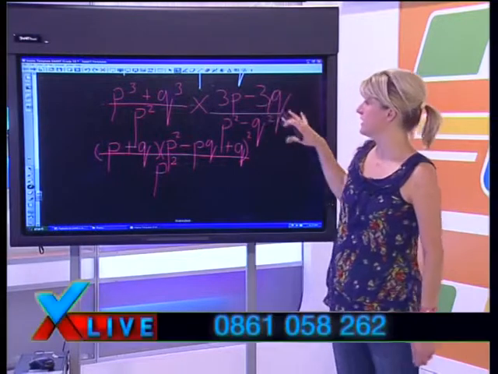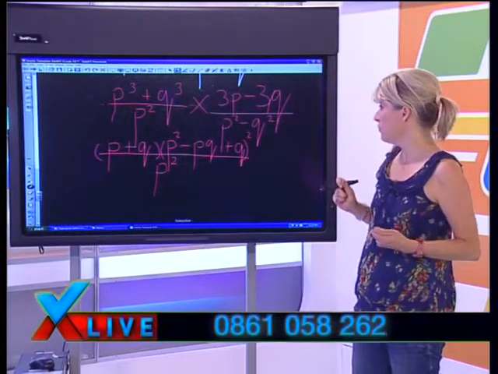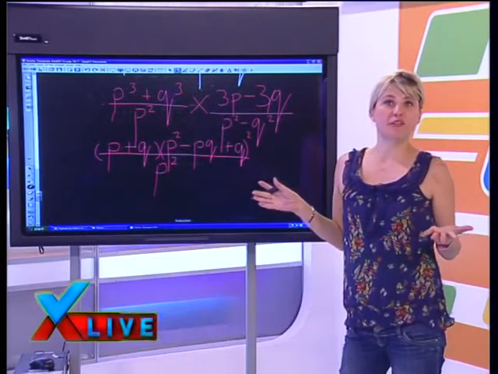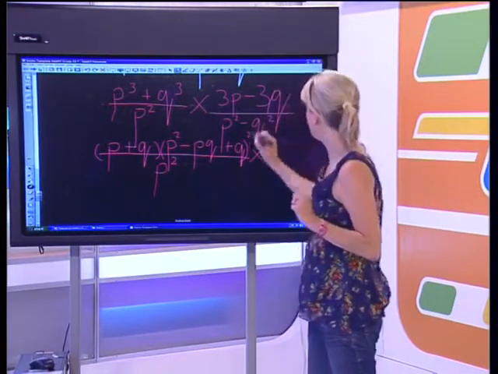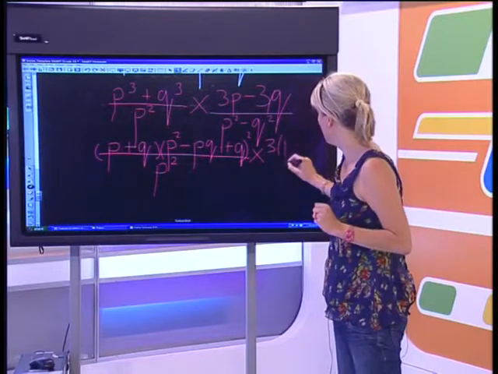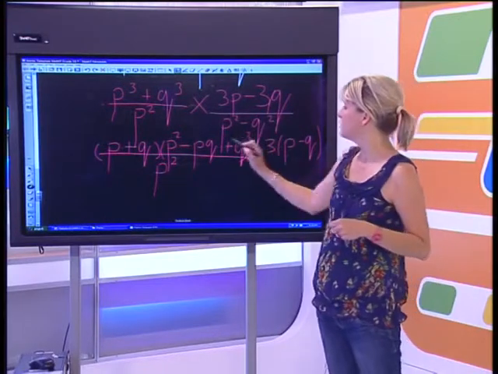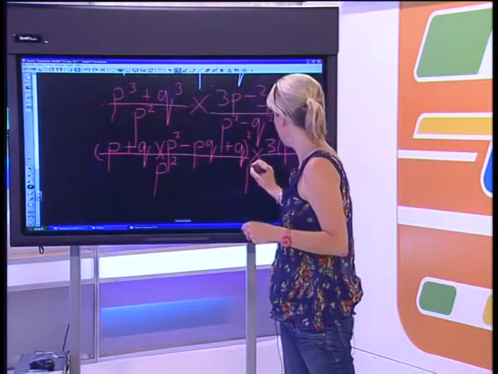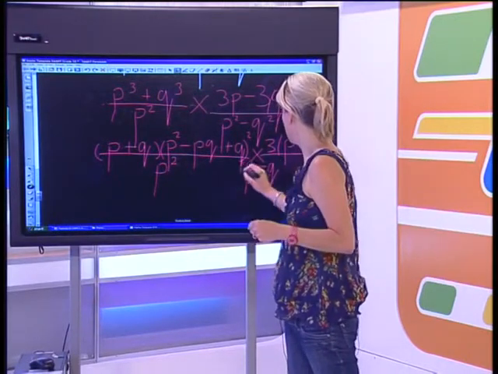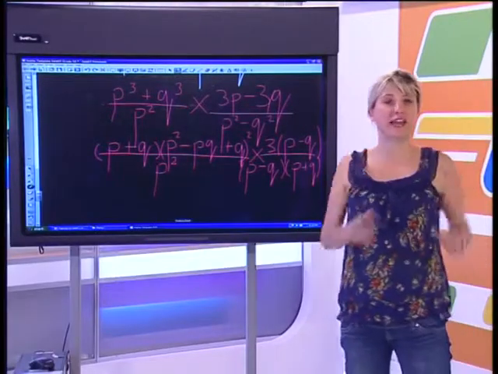Now, if I have a look at the second term, I've got 3p minus 3q, and over there, much the same as the previous one, I can take out a common factor, and my common factor, it's screaming from the hilltops, will be 3. Right. And then in the denominator, I have a difference of squares, and that, of course, factorizes as p minus q and p plus q.